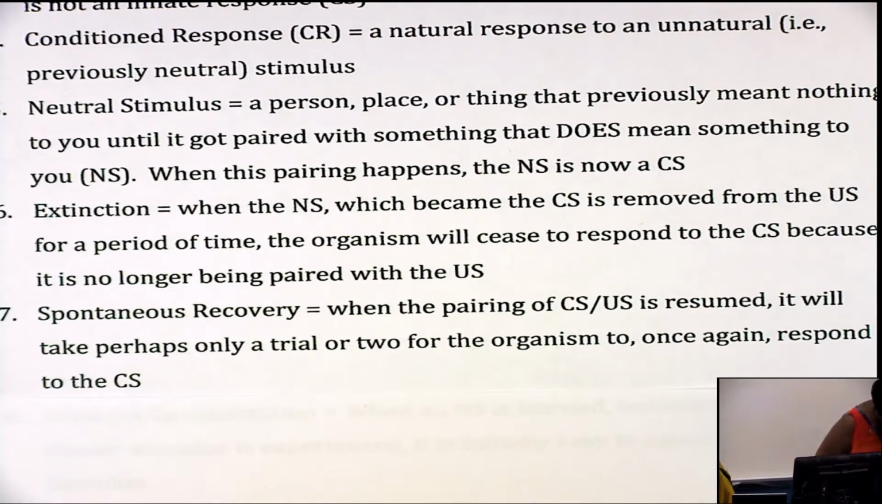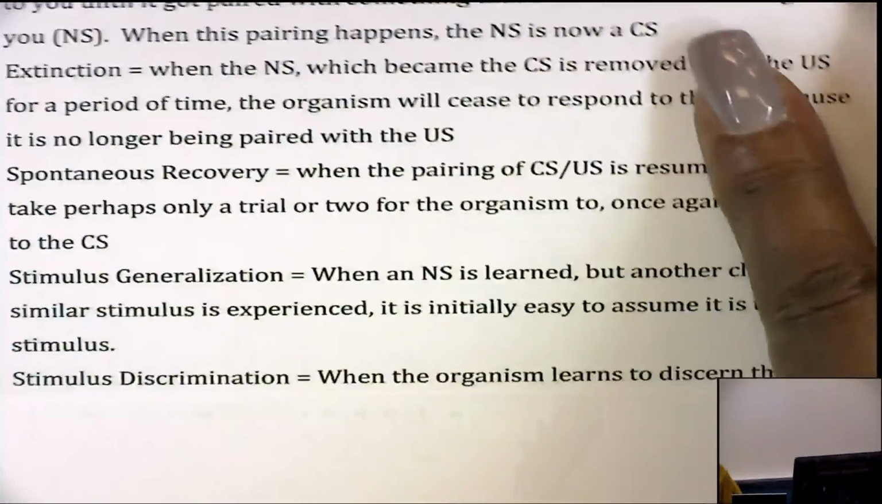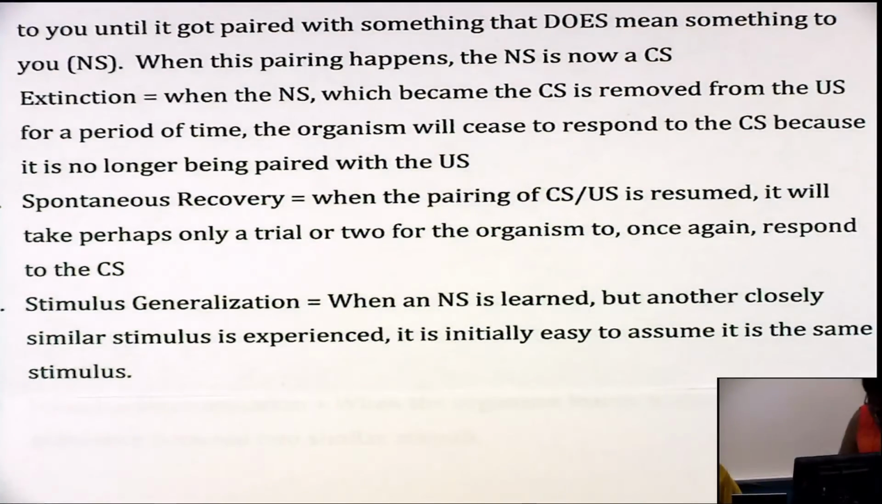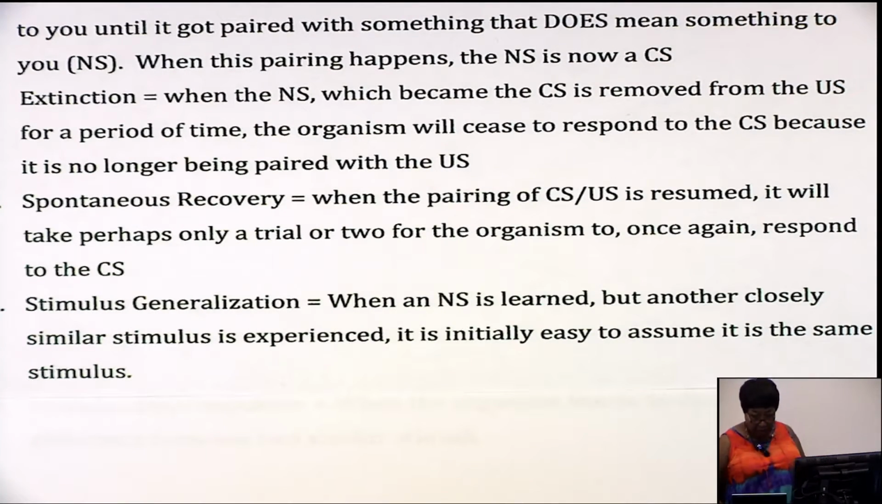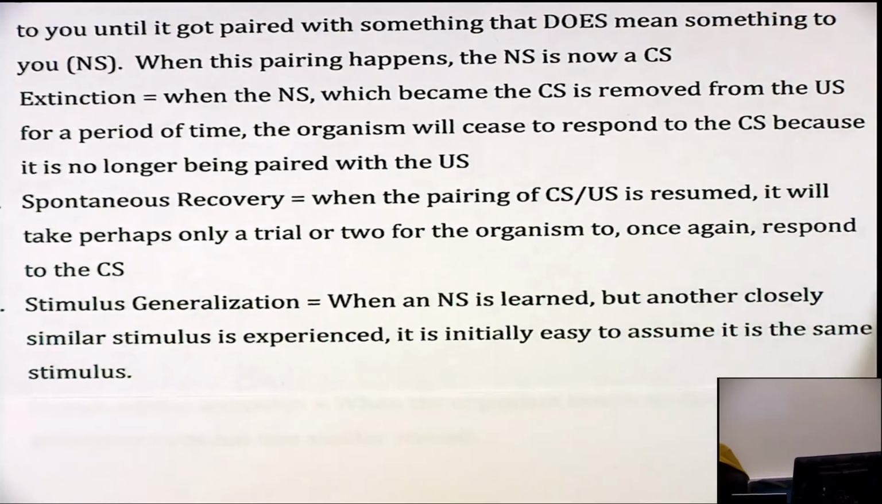Okay, next term that we need to learn is stimulus generalization. Stimulus generalization is when a neutral stimulus is learned, but another closely similar stimulus is also experienced. It is initially easy to, let me move this up so that my face is not in the way of what you're trying to see.